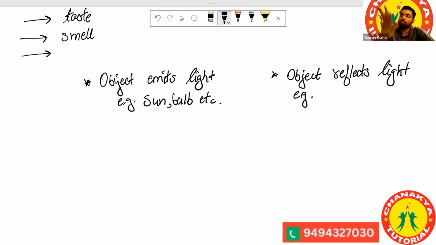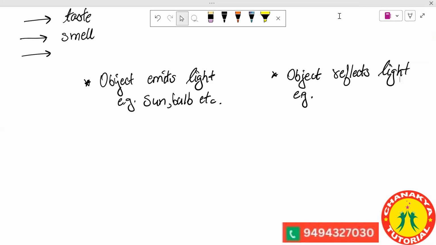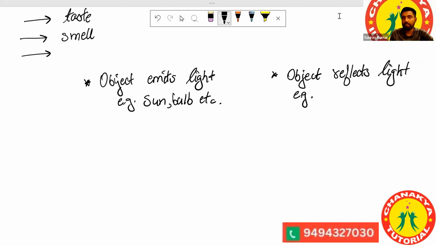If you look towards your hand, you are able to see your hand, right? So we are able to see our hand. Is our hand emitting some light, or is it reflecting light? It is reflecting. So only in two cases can we see light.